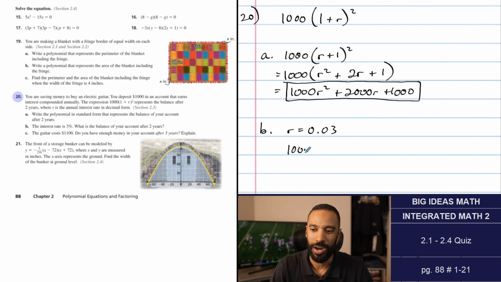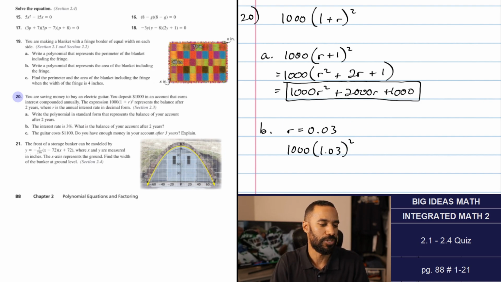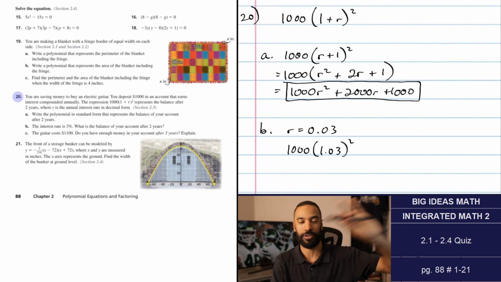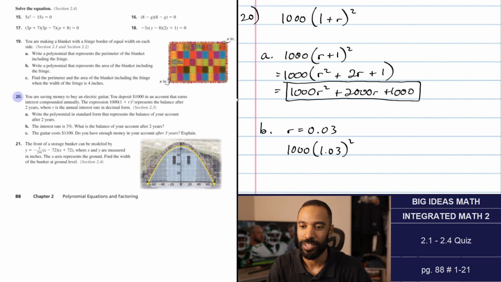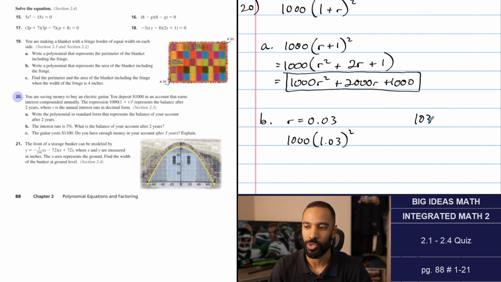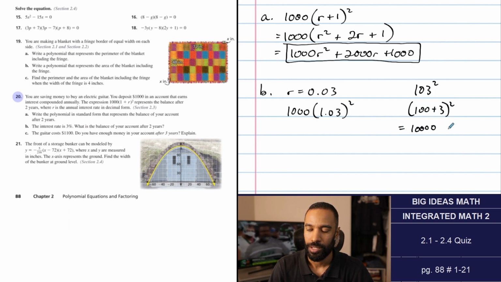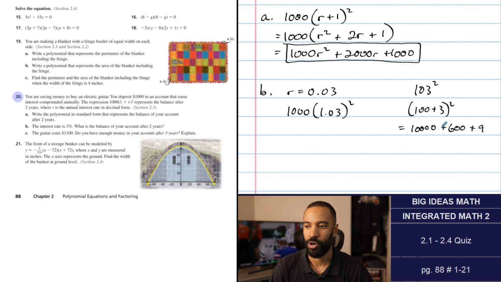That would be 1,000 times 1 plus 0.03 or 1.03 squared. If only I knew what 1.03 squared was. No calculator. Here we go, guys. I'm going to start with what 103 squared is. How am I going to do that? I'm going to do 100 plus 3 squared, which is 100 squared plus doubling this product, 100 times 3, plus 3 squared. Boom.